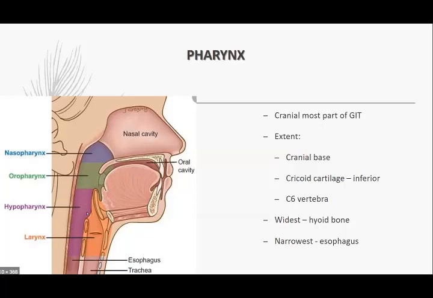It is widest at the level of the hyoid bone, and narrowest here, where the pharynx continues as the esophagus. This is the narrowest part. Okay.